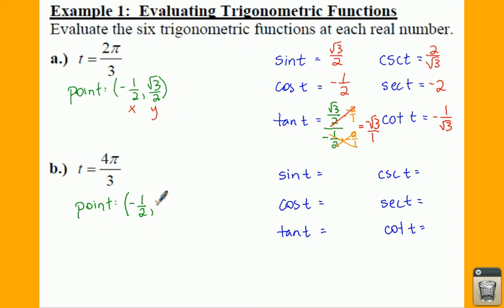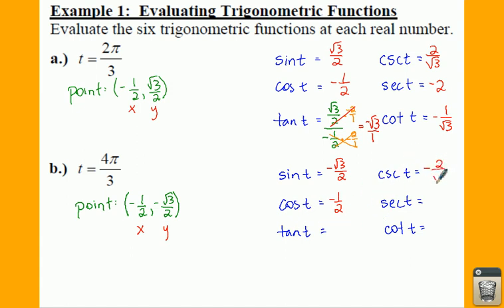So we have negative 1/2, negative radical 3 over 2, because we are in quadrant 3. So once again, we go through and we need to list all of our 6 functions. Here's your x, here's your y, where x is cosine, negative 1/2. Sine is negative radical 3 over 2. So we're going to say, well, we need to find the reciprocals.